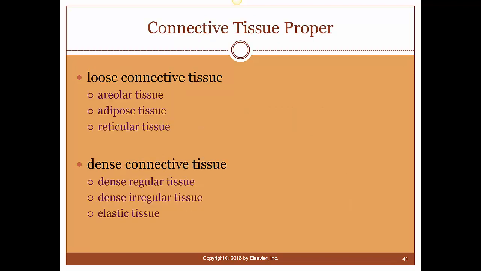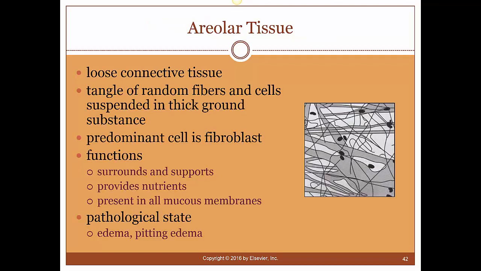When we're looking at connective tissue, we have proper connective tissue, and then we have specialized connective tissue. Looking at proper connective tissue, we have three different categories. We have loose connective tissue. This is going to be areolar connective tissue, adipose connective tissue, and reticular connective tissue. Then we have dense connective tissue. So we have dense regular tissue and dense irregular tissue. And then we have elastic tissue.